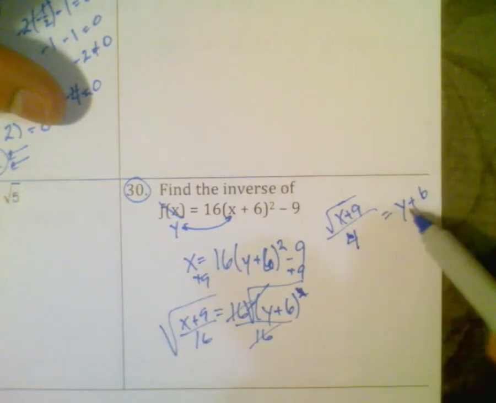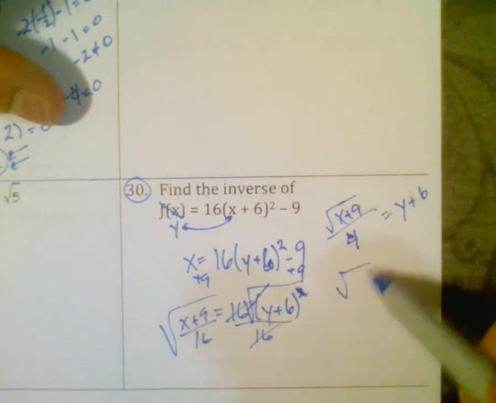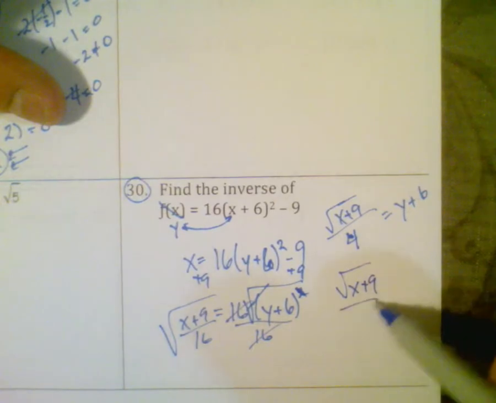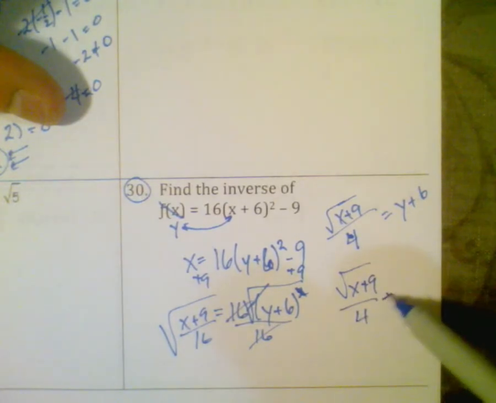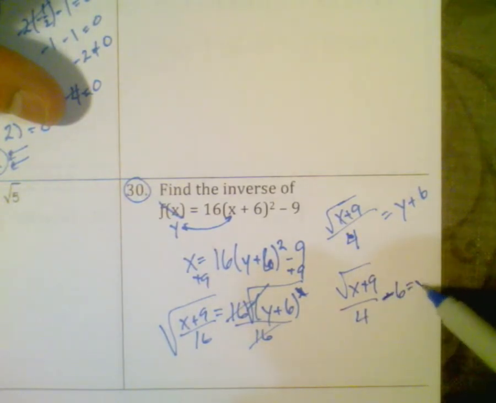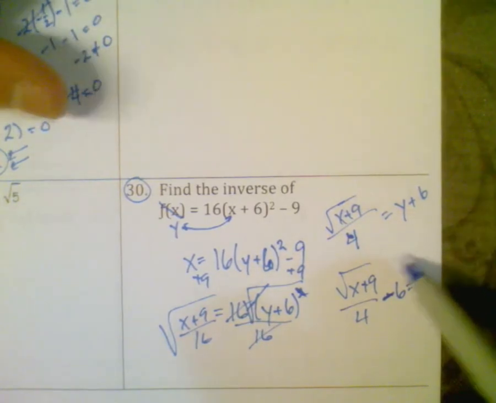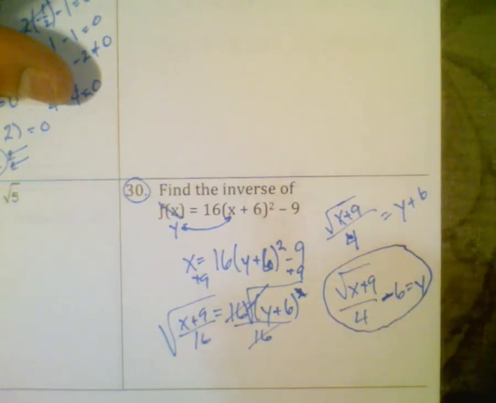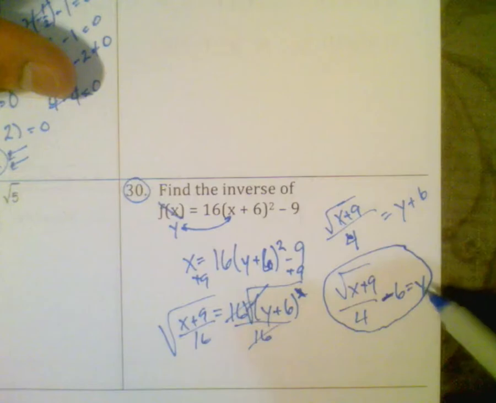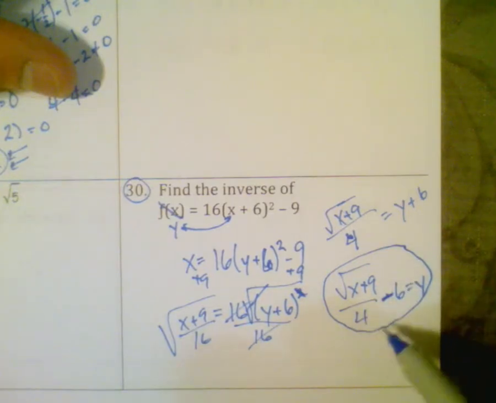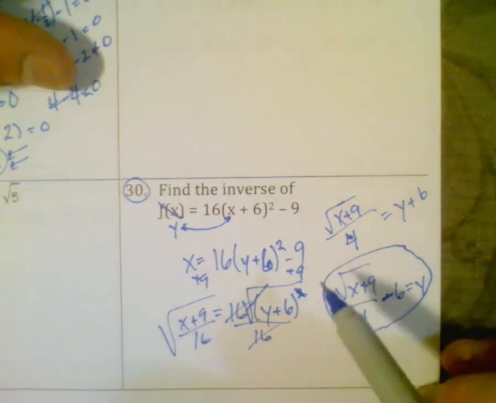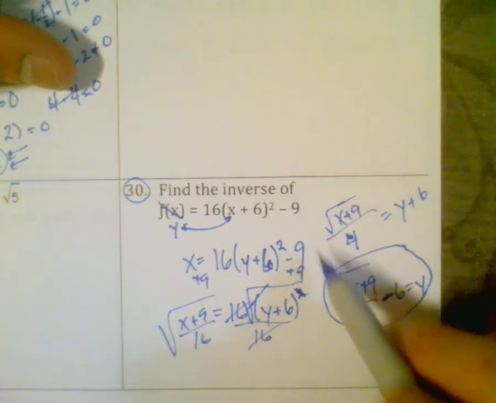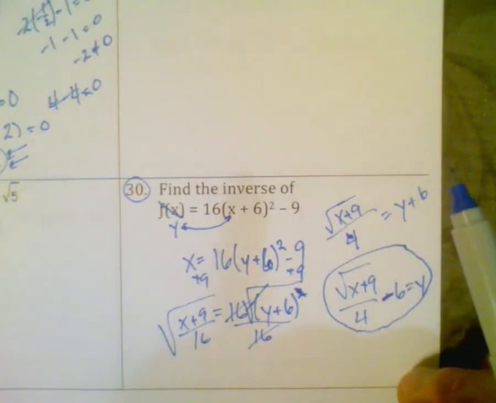Then the last thing you have to do is subtract the 6. So square root of (x plus 9) over 4 minus 6 equals y. Alright? And you could simplify that more and get common denominators, but this would suffice. That would be good enough. Okay? So it's y equals square root of (x plus 9) over 4 minus 6. That is your inverse. Okay? That'd be kind of a headache to verify that those two are inverses, but it is possible.